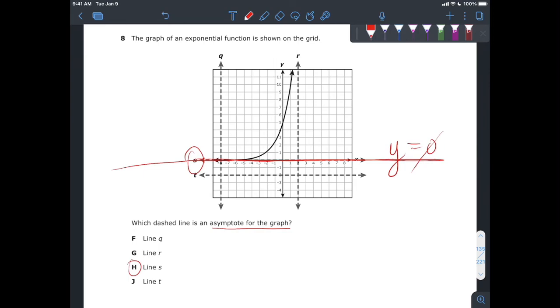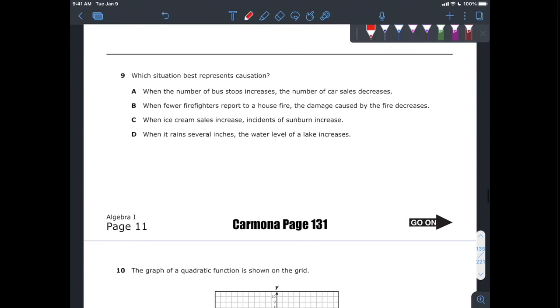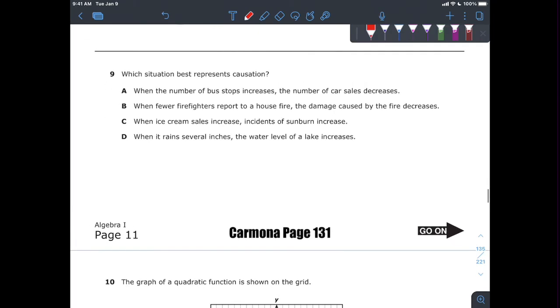Now, the only time that it's going to deviate from this is in later math classes, but for now, always remember, this is where your asymptote is located. Number 9. Which situation best represents causation? No other influence is changing it.